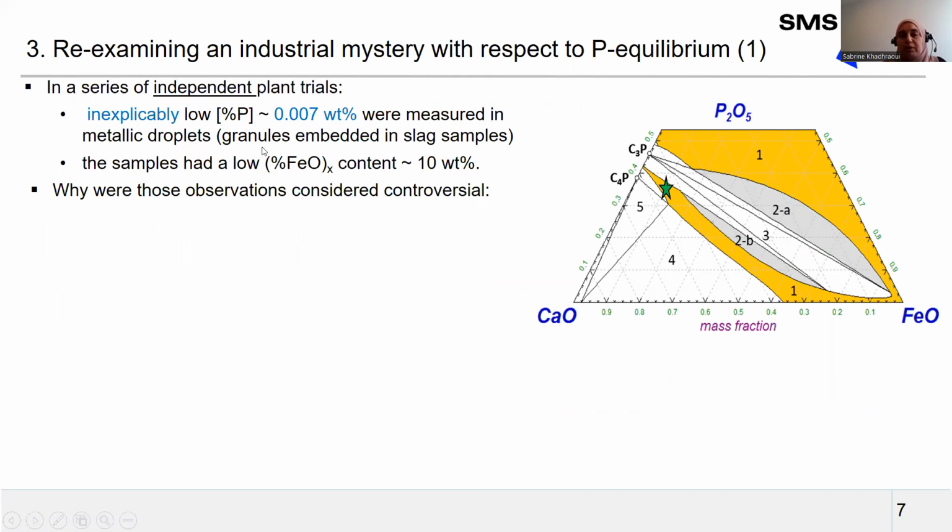Those metallic droplets are embedded in the slag samples because dephosphorization occurs as a reaction between metallic droplets, which are ejected from the bath to the slag above. They react with the slag and, after residing in the slag, come back to the bath afterwards.